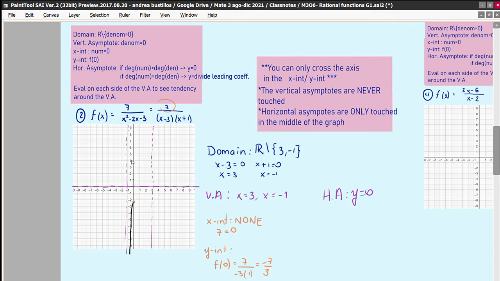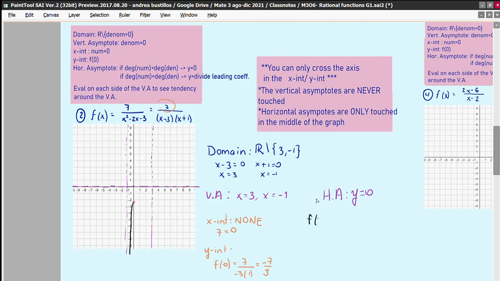Now, do I have any x-intercept around here? No. That means that my function can never do something like this. So my function has no other way but to go down. To understand better the behavior around here, I'm going to evaluate at a number close to the other vertical asymptote. The other vertical asymptote is at x equals 3. So I'm going to evaluate at 2. Why at 2? Because 2 is a number close to this vertical asymptote in this part of the plane.